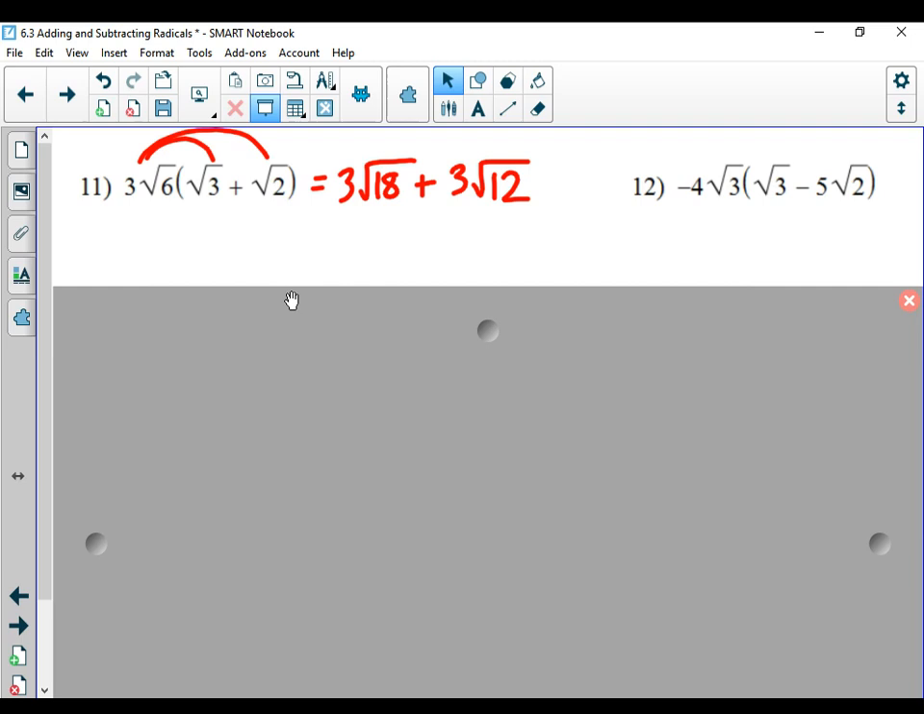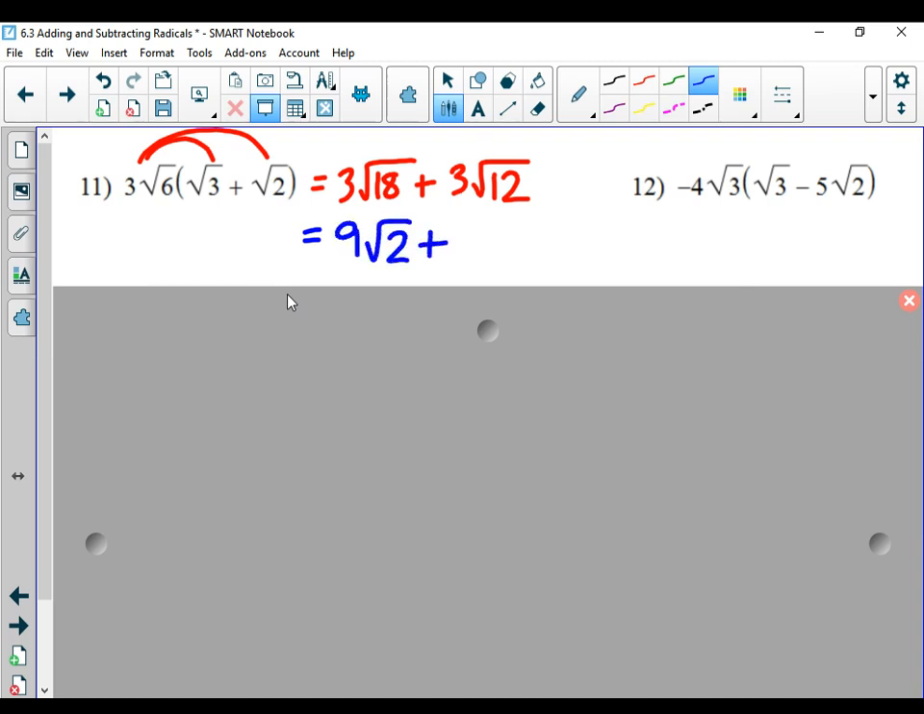Okay, so if I break down 18, I get 3 root 2, which makes this 9 square root of 2. And 12 reduces to 2 root 3, so that becomes 6 square root of 3. And we have different radicands, so we cannot combine those. Okay, so even though you can't combine them, I want my answers in simplest radical form, so make sure that they are completely simplified. Okay, go ahead and try number 12.